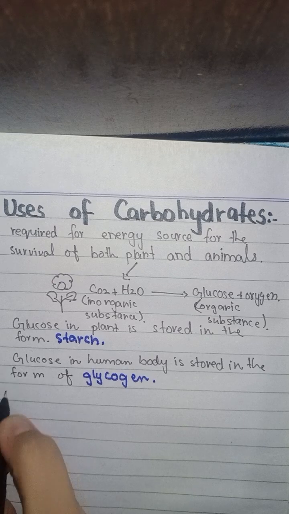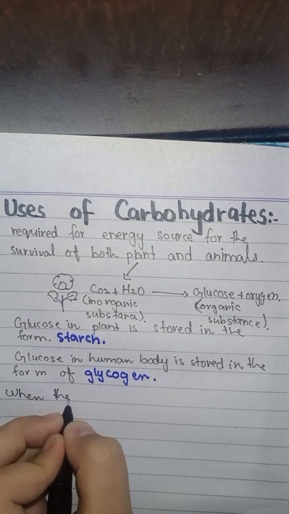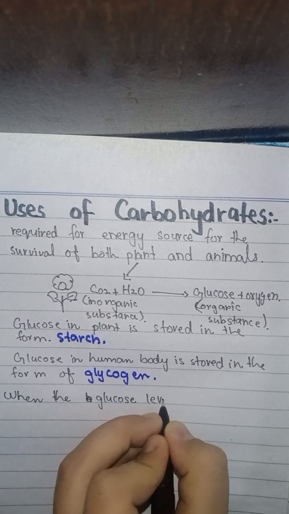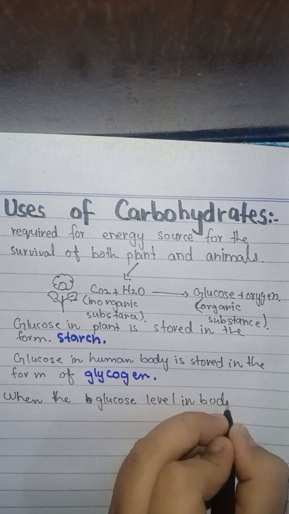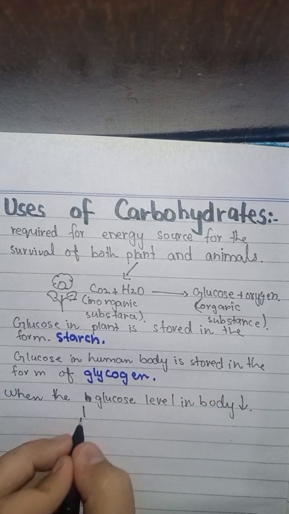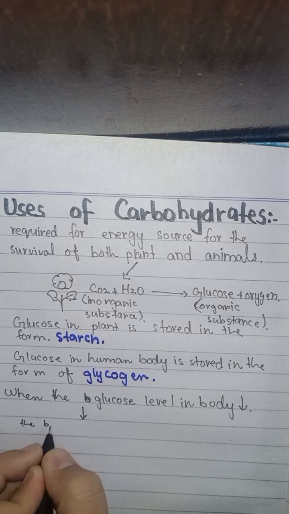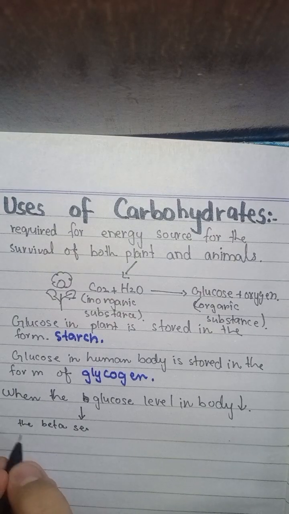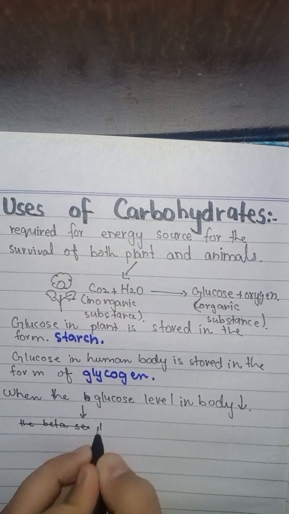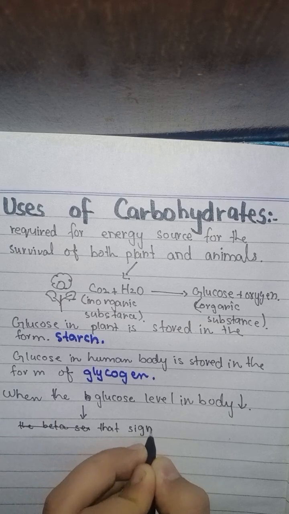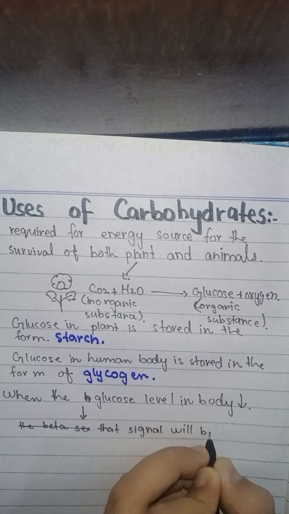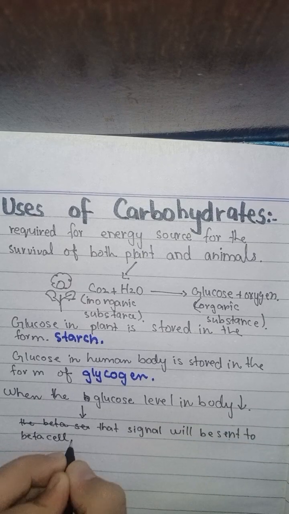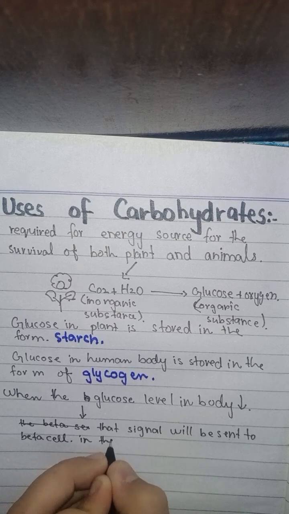So here you can see, when the glucose level in the body decreases, what will happen? The signal will be sent to the beta cells. Beta cells are in the pancreas.